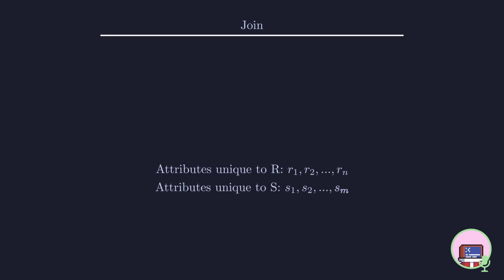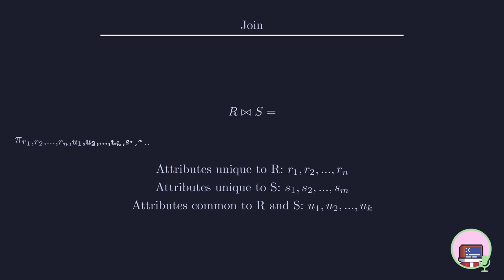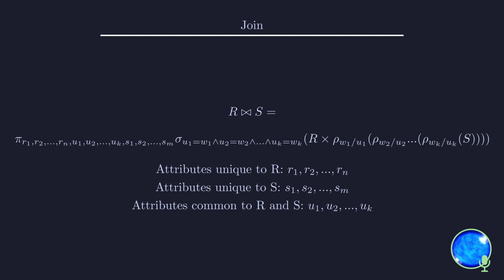primitive operations. Let's label the attributes unique to R, R1 through Rn, those unique to S, S1 through Sm, and those common to R and S, U1 through UK. We get that the natural join of S and R is equal to this expression. What is going on here? Let me break it down for you.